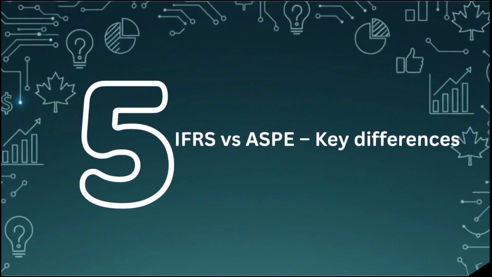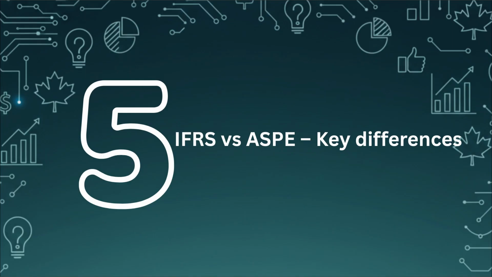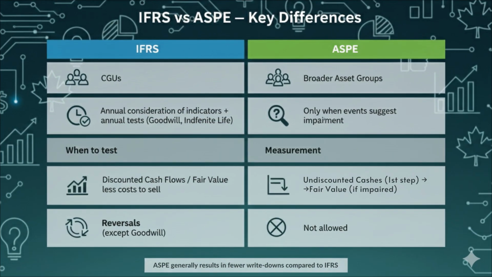This brings us to an important comparison. How does all of this differ under ASPE? For Canadian accountants, knowing both frameworks is critical. Level of testing. IFRS uses CGU. ASPE uses broader asset groups. When to test? IFRS requires annual consideration of impairment indicators, plus annual tests for certain assets. ASPE only tests when events suggest impairment.